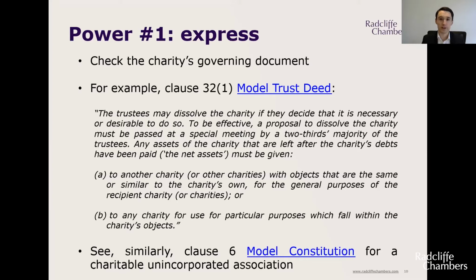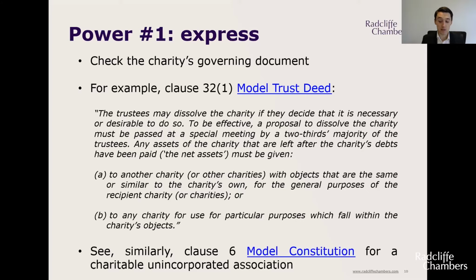Now, this might sound all very easy and straightforward. Why on earth do I need to do a whole webinar on this? But be careful, even if there's an express clause in the governing document. Firstly, some express winding up powers will not easily allow charity trustees to incorporate. For example, in many older trust deeds, the winding up clause says you can only wind up the charity if the purposes can no longer be carried on. This obviously doesn't allow you then to replace the unincorporated charity with an incorporated charity doing exactly the same thing.